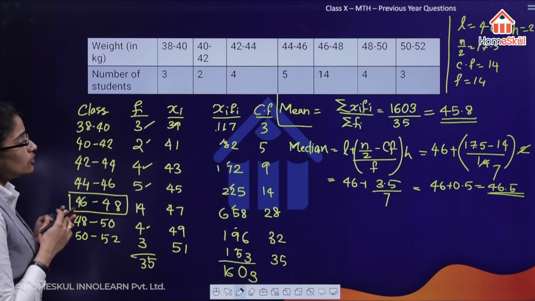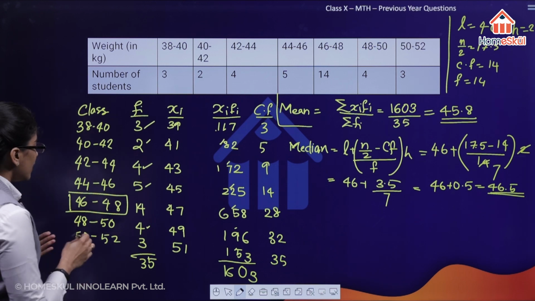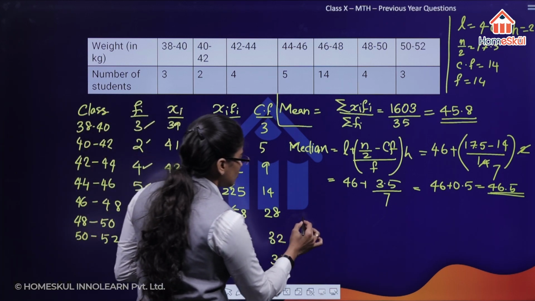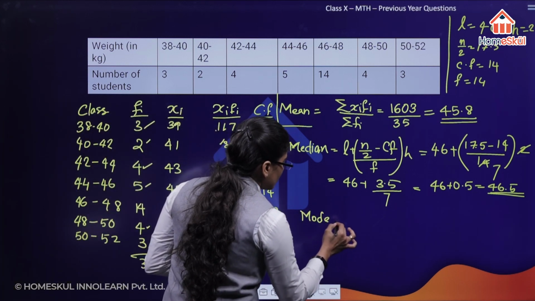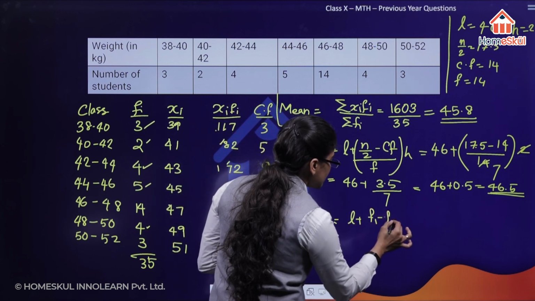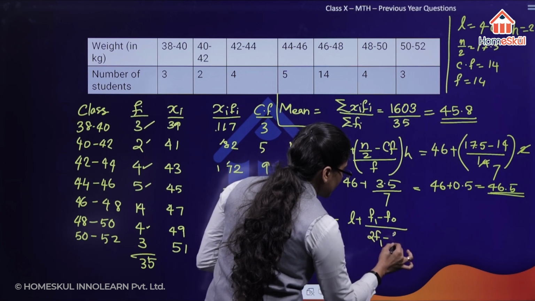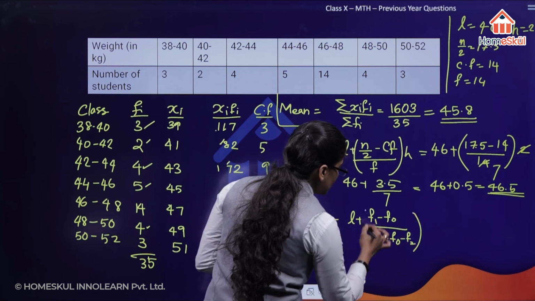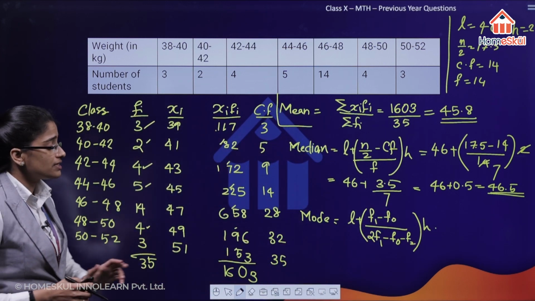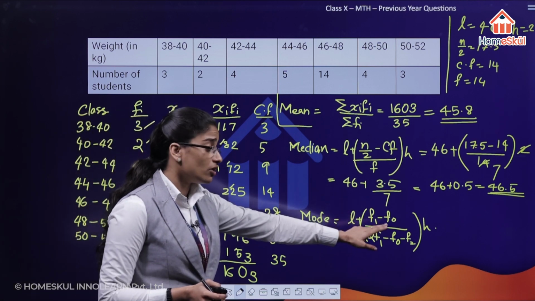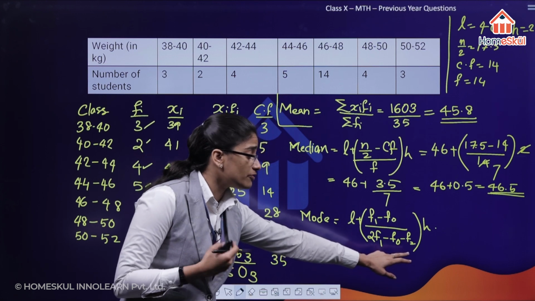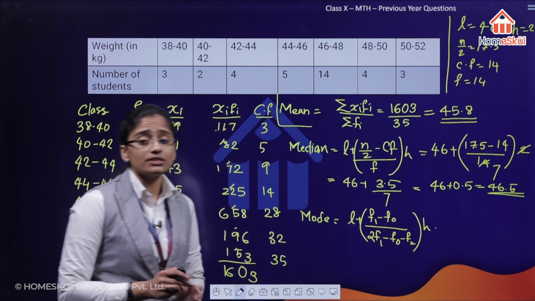Now we need to find out mode also. To find out the mode, first of all we need to find out the modal class, isn't it? What is the formula to find the mode? Mode is equal to L plus (F1 minus F0) divided by (2F1 minus F0 minus F2), into H. Here L is the lower limit of the modal class, F1 is the frequency of the modal class, F0 is the frequency of the class preceding the modal class, and F2 is the frequency of the class succeeding the modal class, whereas H is the class size.